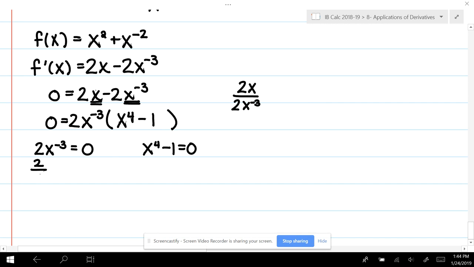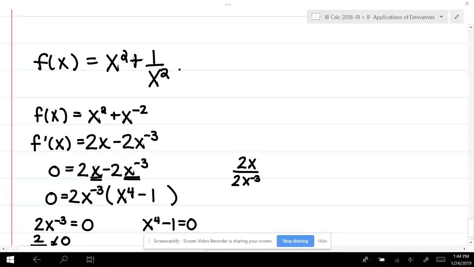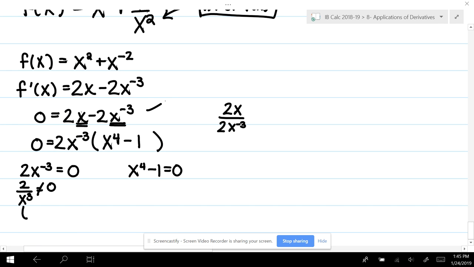So this is really 2 over x cubed equals 0. And if you multiply both sides by x cubed, this will never happen, okay? But here is where my original function is undefined, right? X equals 0 is a vertical asymptote of the original function. And it actually will continue to be a vertical asymptote of the derivative. And I can prove it to you if I rewrote this as this. See, it's a vertical asymptote. I could have even written it as 2x to the 4th minus 2 over x to the 3rd.